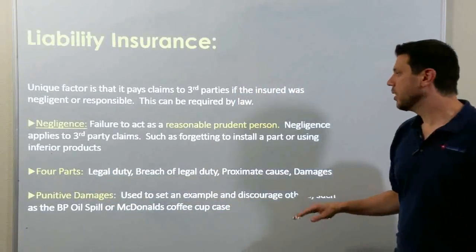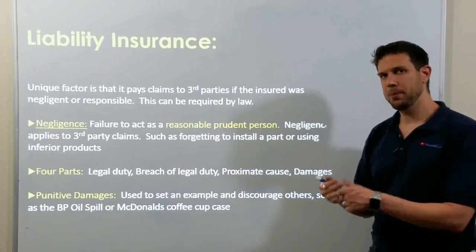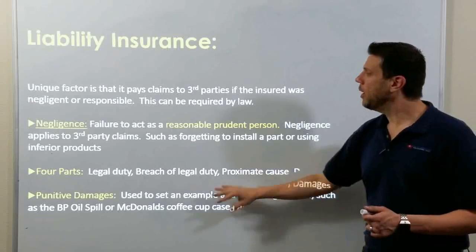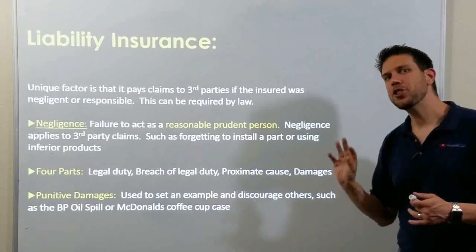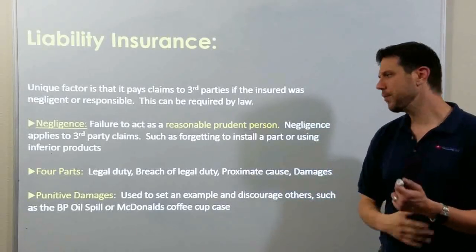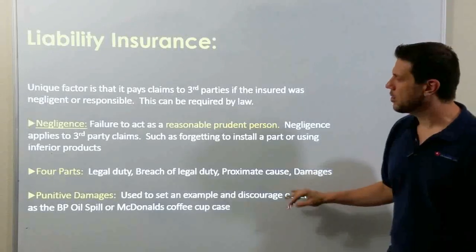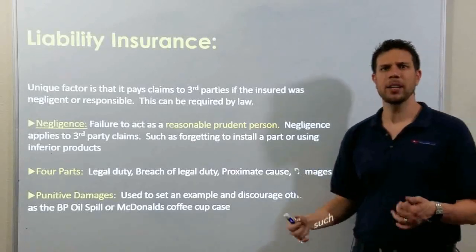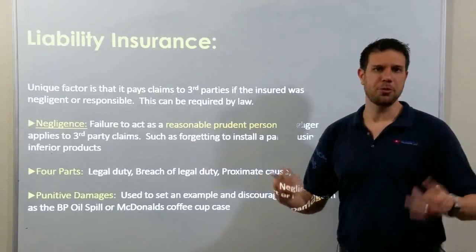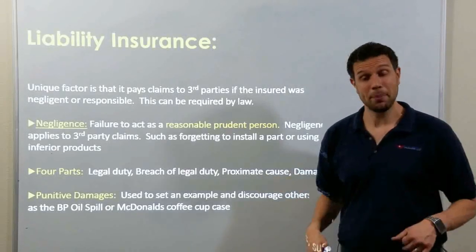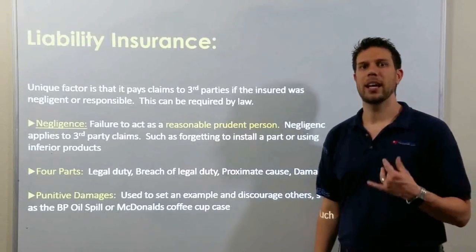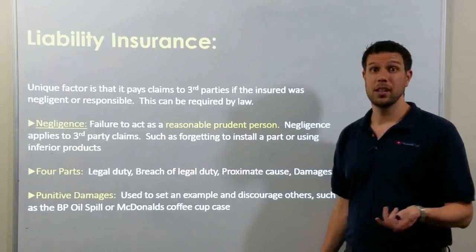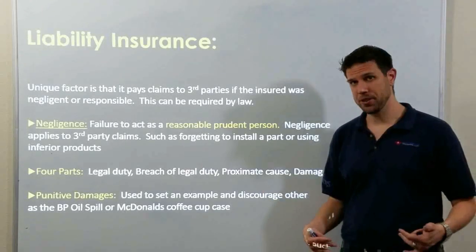Punitive damages are a punishment. Punitive damages, when awarded in lawsuits, are punishments to discourage unsafe business practices. Like most people like to talk about the McDonald's coffee cup case. Some woman bought coffee. She was driving and she spilled coffee in her lap. She sued McDonald's and initially the jury awarded her $2 million. It's a lot of money for spilling hot coffee on yourself.